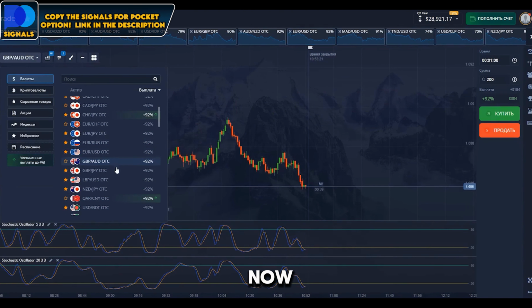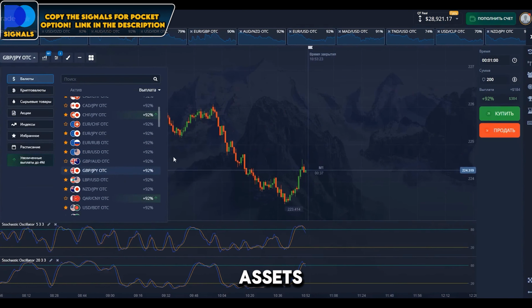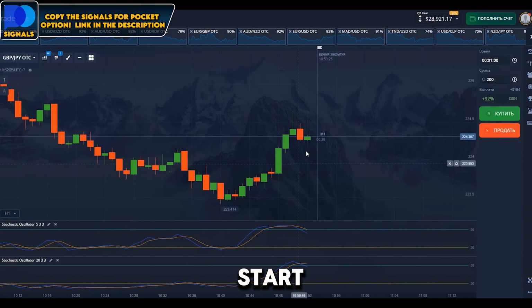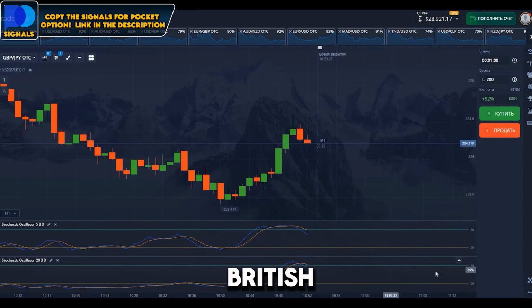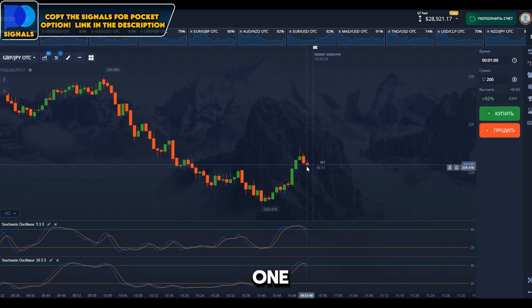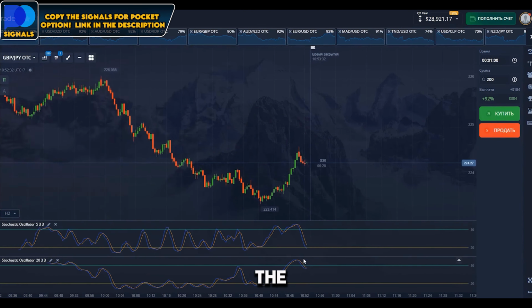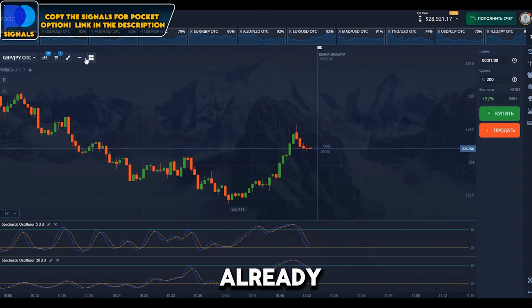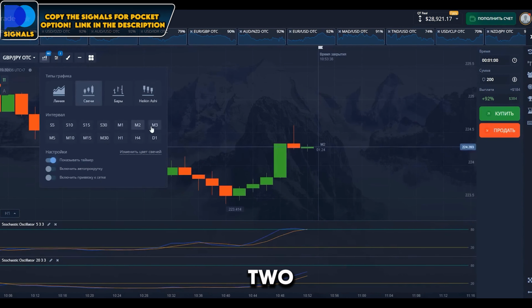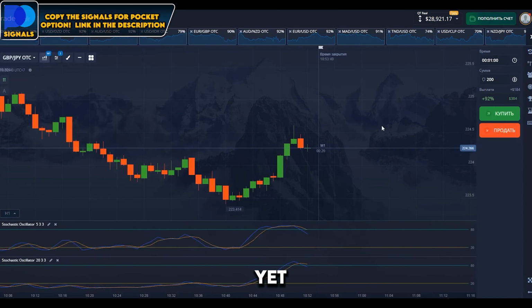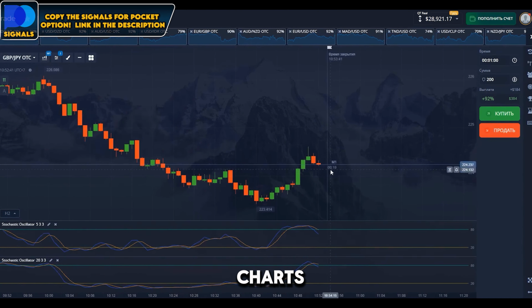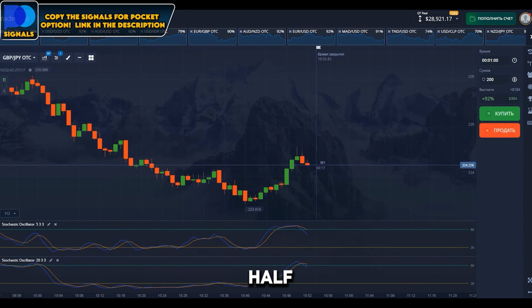So right now, I'm going to quickly go through the assets, find a suitable one, and start my trading from there. Well, let's say the British pound against the yen. On the 1-minute chart, there's already a signal, and on the half-minute time frame, the situation is the same. The signal is already being executed. Now let's take a look at the 2-minute chart. Here, the filtering stochastic hasn't reached the 80 zone yet, but since I'm trading on the 1-minute charts, my priority is the 1-minute and half-minute time frames, and judging by them, I can confidently make a trade.